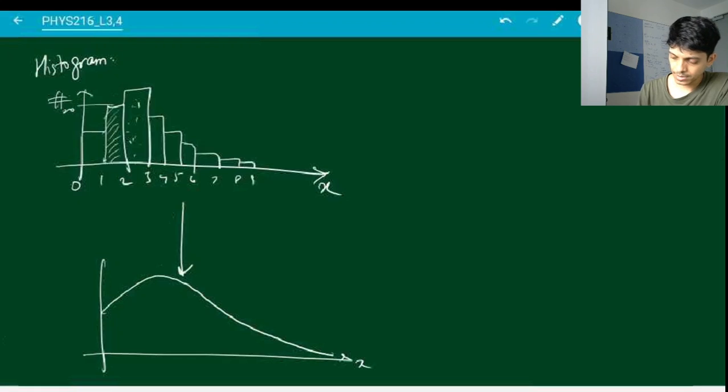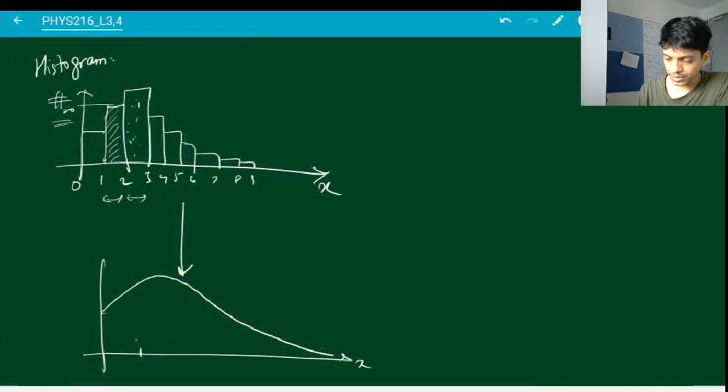And then what happens? Because now this is a continuous variable, you can ask what is the probability of finding something between... like when you're asking for the frequency, it is basically like asking what is the probability of finding a point between 1 and 2, or what is the probability of finding a point between 2 and 3. That is what this frequency represents.